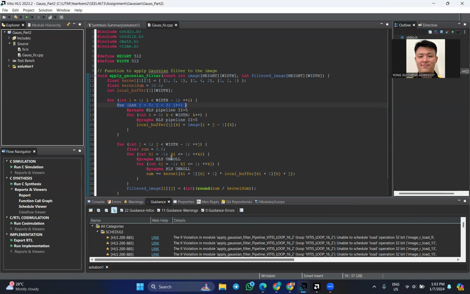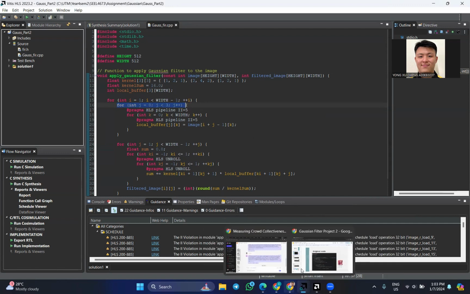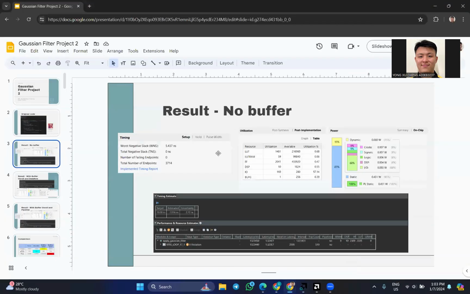The next one is still the same as the previous code, which is the unrolling. Back to our slides for today. Here is the output of no buffer. You can see the resource is definitely smaller since we no longer have a buffer, so the memory use will be reduced.